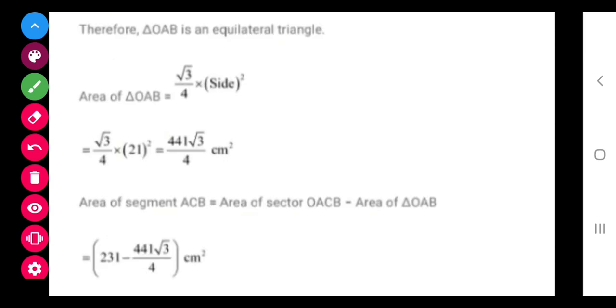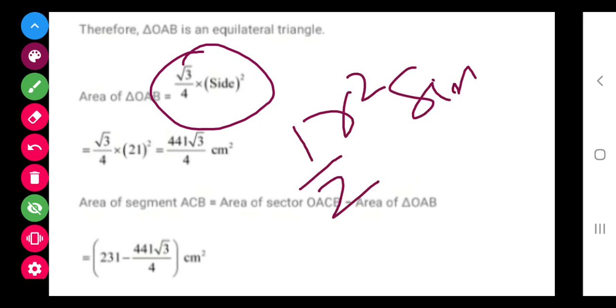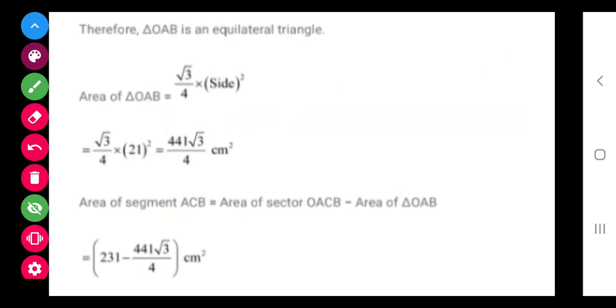Now, area of an equilateral triangle, you all know this. You can use that formula also, that's not a problem. One upon two r square sine 60 also, the same answer will come. But I have told you it is an equilateral triangle, so we can use the formula for an equilateral triangle also. This is the formula of the equilateral triangle.